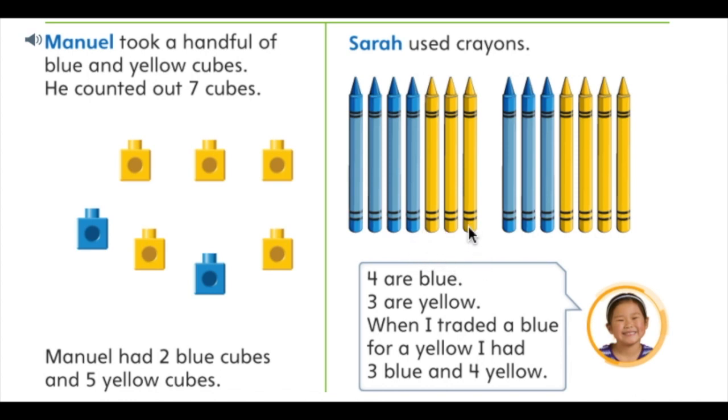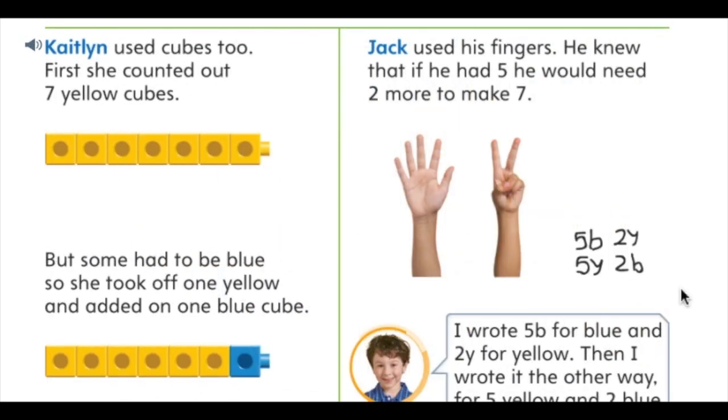She also has 7. Manuel has 7. His is 2 and 5. Sarah has 7. Hers says 4 and 3. Let's see how other friends solved it.